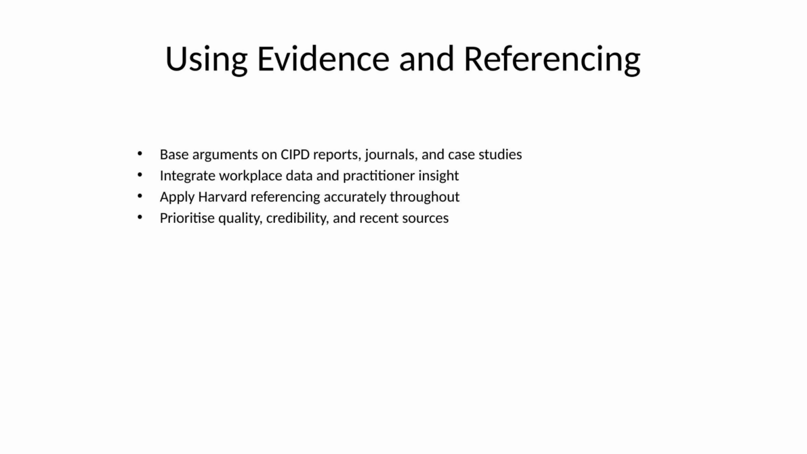Avoid over-relying on outdated or weak sources such as blogs or generic websites. Instead, prioritize high-quality, recent, and credible material. Strong referencing also demonstrates academic integrity and professionalism. When evidence is combined with critical evaluation, it adds weight to your arguments and ensures that your assignment is robust, persuasive, and aligned with CIPD Level 7 expectations.